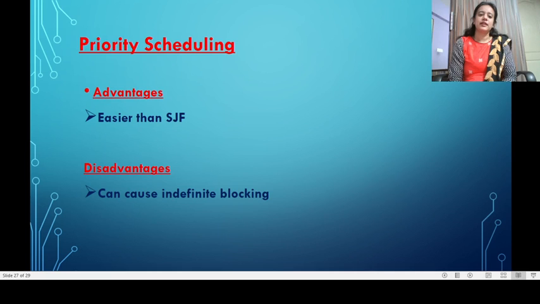Priority scheduling is easier than shortest job first, and it can cause indefinite blocking as a disadvantage.